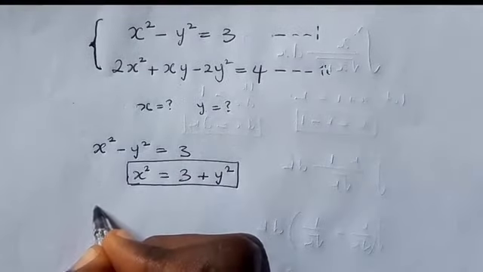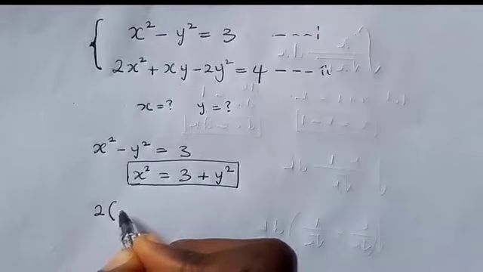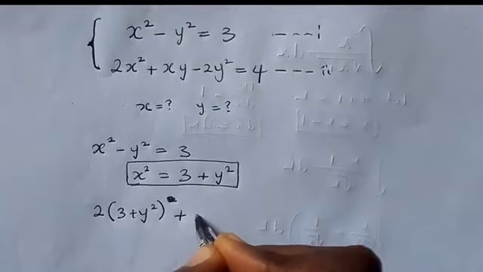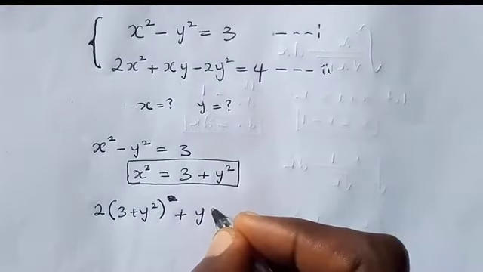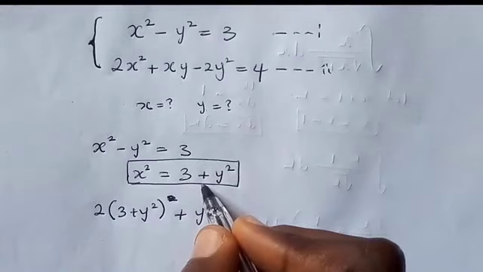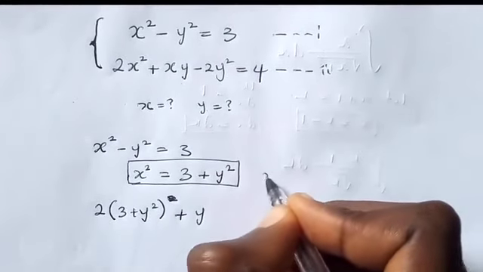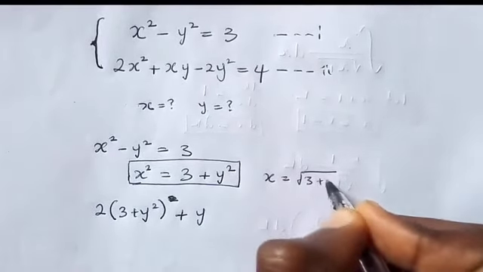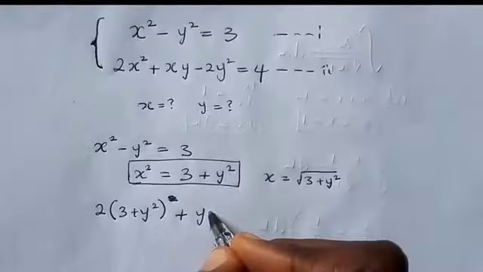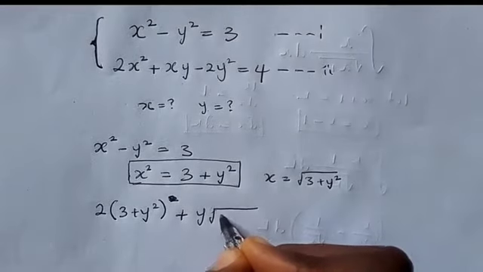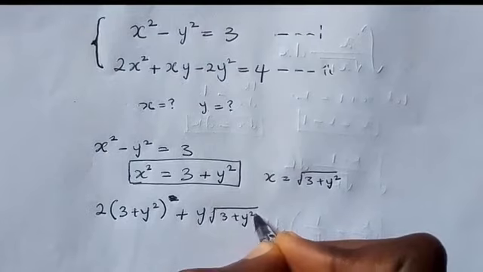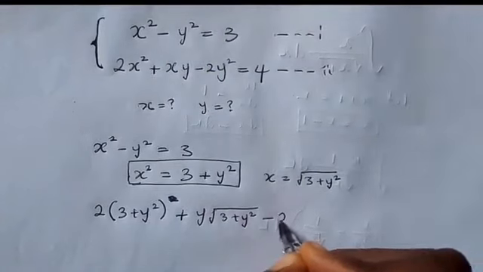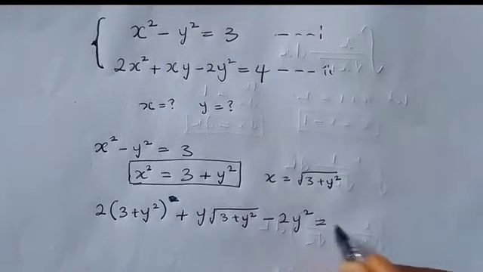That will be 2 into (3 + y²) plus y into, since x² is equal to this, therefore x will be equal to the square root of 3 + y². Therefore this will now become the square root of 3 + y², minus 2y² equals 4.